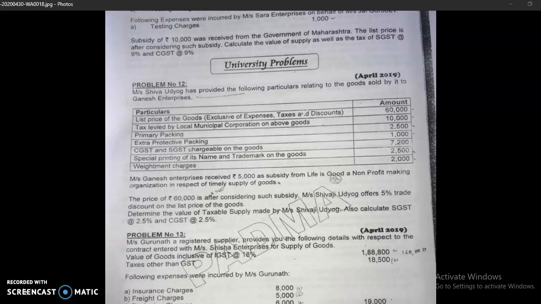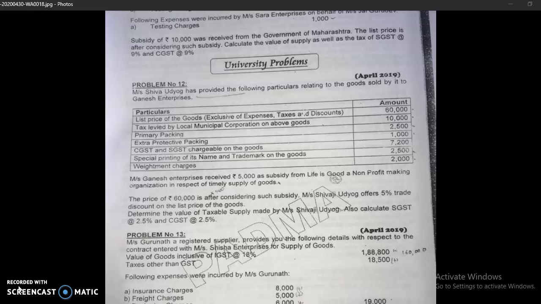Before starting the solution, first of all understand the conditions for calculating the value of supply. Just note down which points we have to consider. First, we have to consider any expenditure incurred by the supplier or receiver of the goods on behalf of the supplier. That expense we have to include in the value of supply.